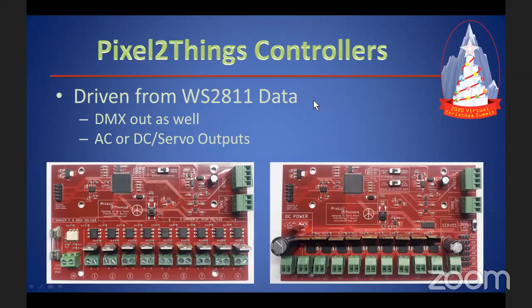More popular recently are the Pixel to Thing boards. This takes pixel data or WS2811/WS2812 data and converts it to these AC or DC outputs, and they also can change the data back into DMX as well. So you can use these to drive motors, animatronics, things like that, and just run it off of your pixel data.